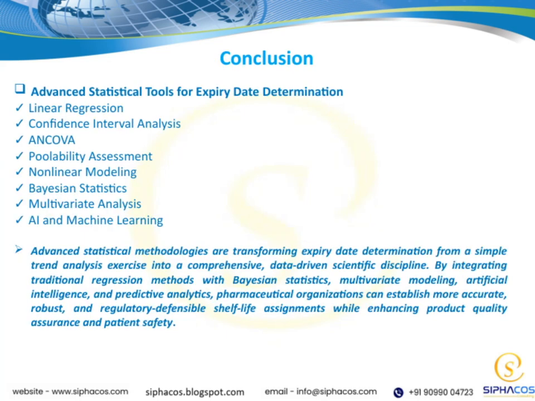To wrap up, we've explored a range of advanced statistical tools that are reshaping how expiry dates get determined. From linear regression and confidence intervals to ANCOVA and poolability assessments, and beyond, into nonlinear modeling, Bayesian statistics, multivariate analysis, and even AI and machine learning. These methods turn expiry date estimation from a simple trend check into a rigorous, data-driven science. The result: more accurate, reliable shelf life decisions that boost product quality and keep patients safer.